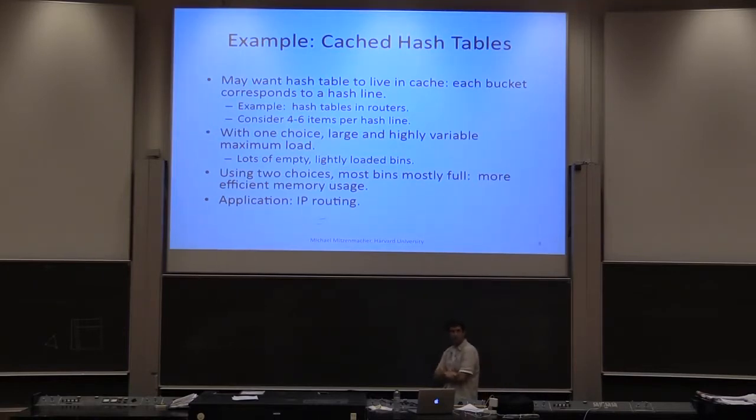This is used in a lot of networking applications, hash tables for routers or other networking systems, where you really have to limit the number of things you can stick into any particular cache line, into any particular bucket. The point is that if you just use one choice, the maximum load, besides being large, is also going to be highly variable. Whereas when you use multiple choices, not only is the maximum load much smaller, but it tends to be very tightly concentrated.